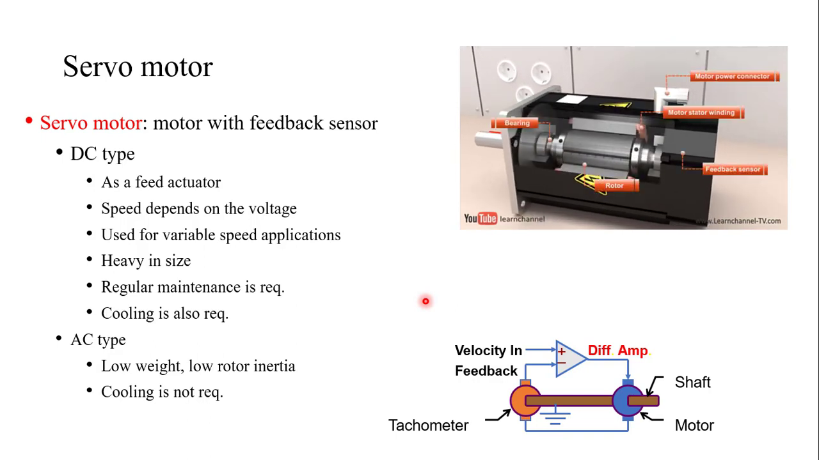If you want n number of servo motors to rotate at 1000 RPM, then it can be done because they are controlled by a computer, as you can see in the video also.